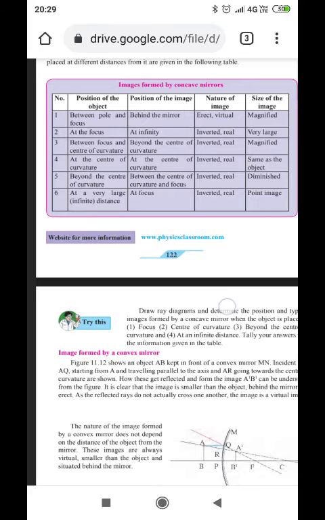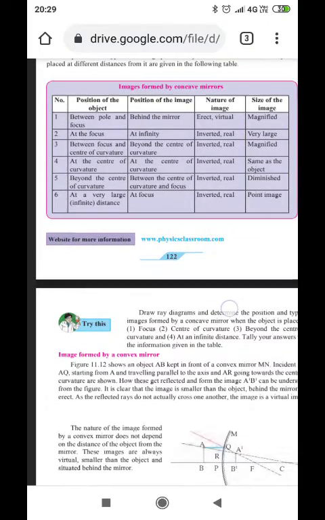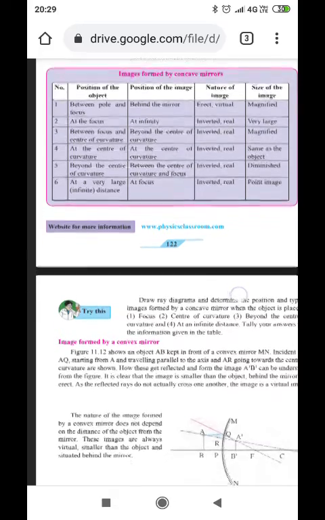Third position, that is when the object is between focus and the center of the curvature. At that time, the position of the image will be beyond the center of curvature. The nature of the image will be inverted and real, and the size of the image will be magnified.